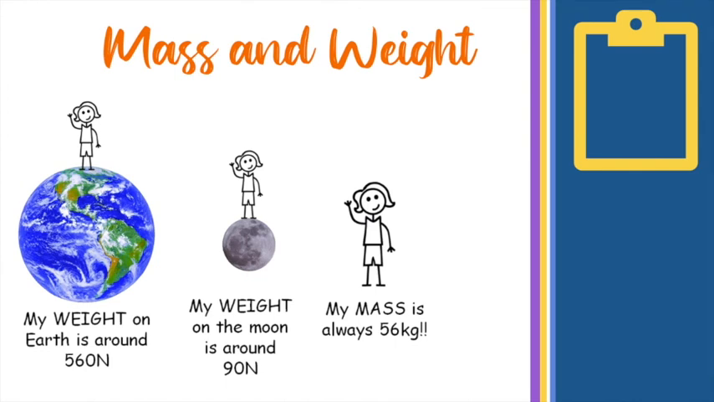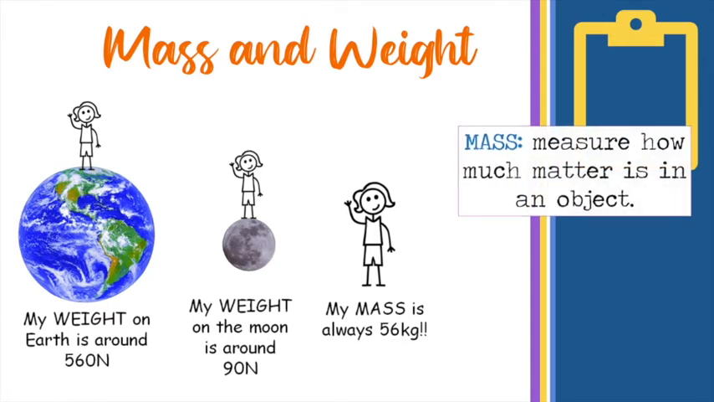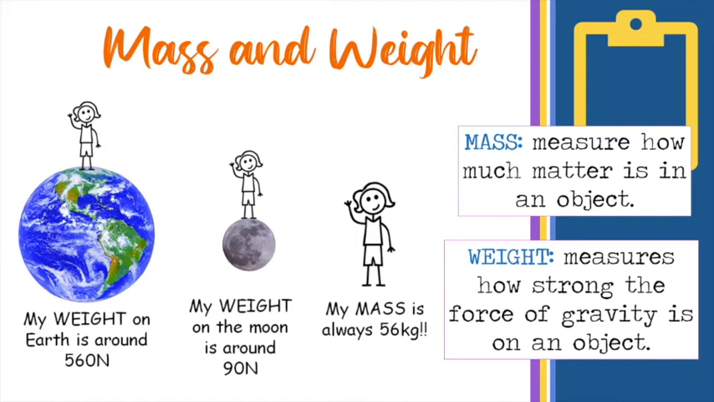So we have the correlation between mass and weight and how gravity affects these two characteristics of objects. The first thing is that mass is the measure of how much matter is in an object. So the mass of an object is always going to be the same. It's never going to change. But if we talk about weight, we talk about the measure of how strong the force of gravity is on an object. So the weight of an object is going to depend on the force of gravity where this object is. The weight of a person is not going to be the same on the moon as on the earth.